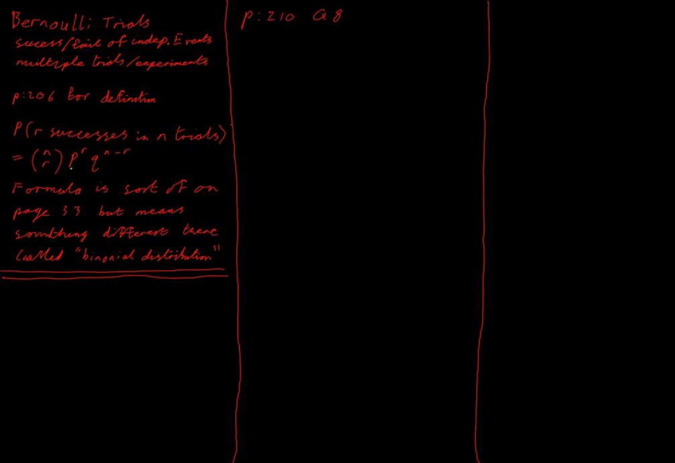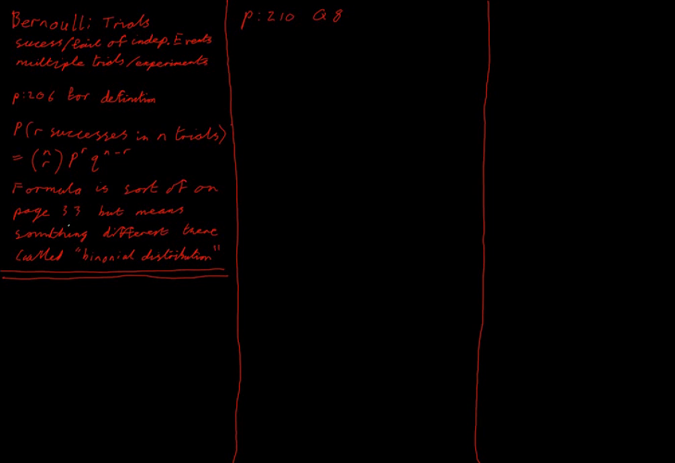p stands for the probability of success. r is our number of successes. So probability of success to the power of the number of successes. q is the probability of failure. We either succeed or we fail in our Bernoulli trials. And we have effectively the number of failures we're looking for: the total number of experiments minus the number of successes is going to be the number of failures we're expecting to have. Now this formula, roughly speaking, is on page 33 in your log tables.